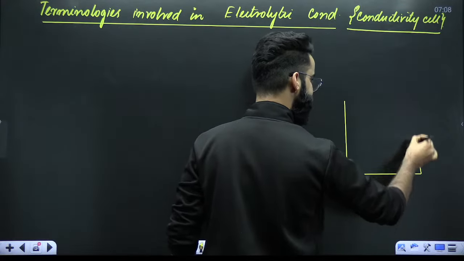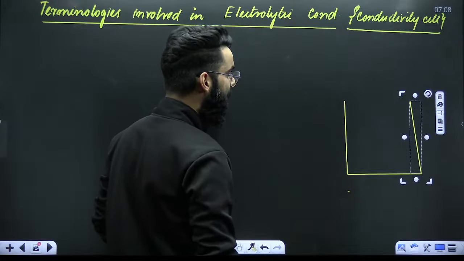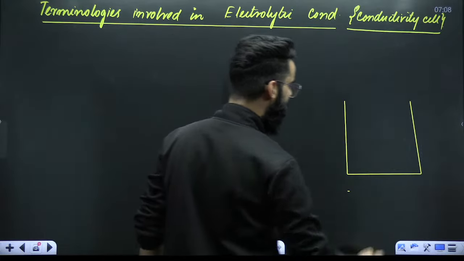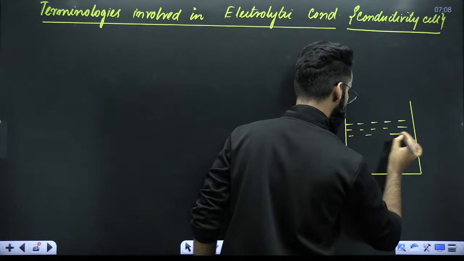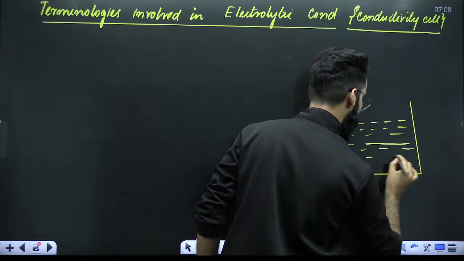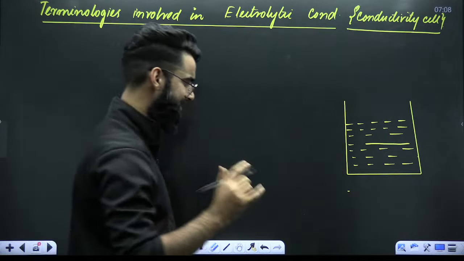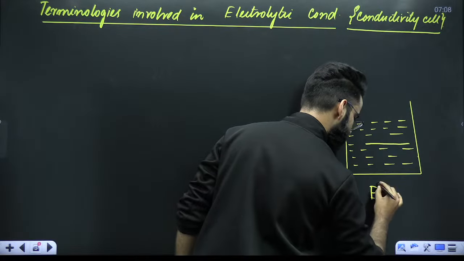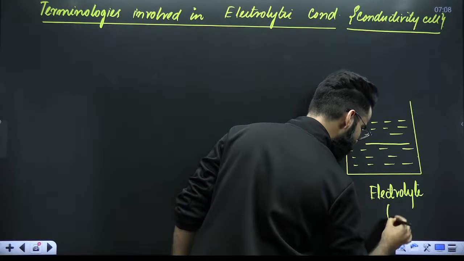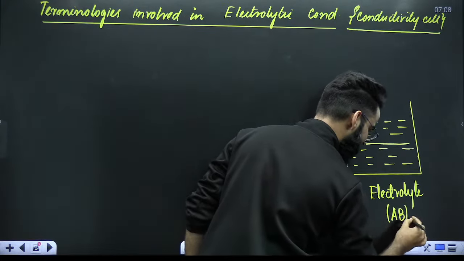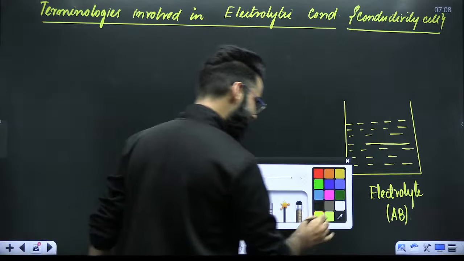This is one container. And my dear students, in this particular container, what do we have? Imagine that in this particular container, we have got an electrolytic solution. So in short, I'll say there is electrolyte in the container. Which electrolyte? Let's call this as AB electrolyte. There is AB electrolyte in this particular container.